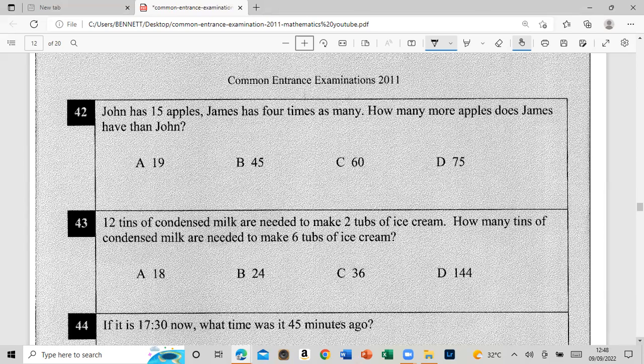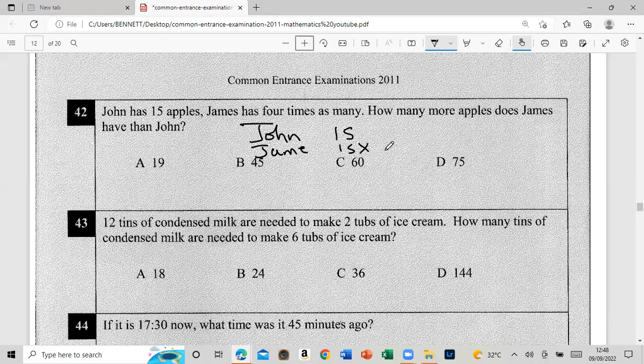Always write back the information given. Alright? So let us do that now. Just write the information that they give us. So they told us that John, you can write it in words like this. John has 15, but James has 4 times. So you're going to multiply it by 4. So it will be 15 times 4 because he has 4 times whatever he has, right? So that gives you 60.